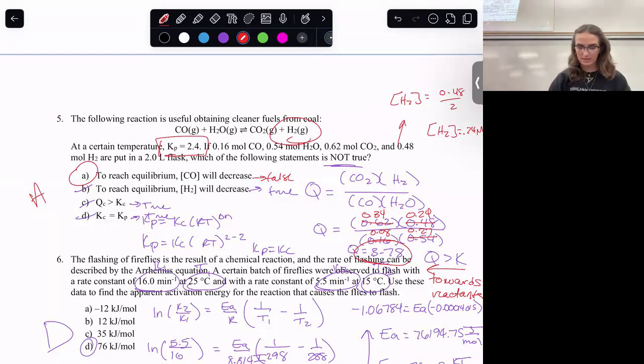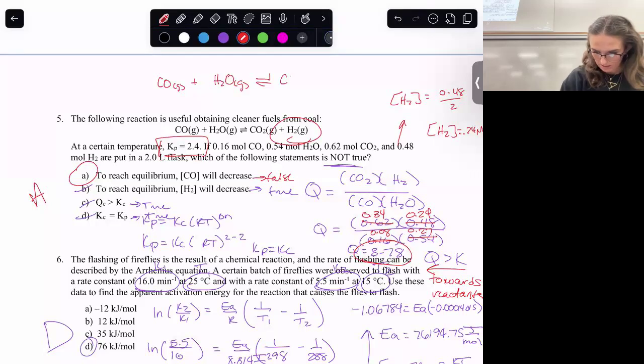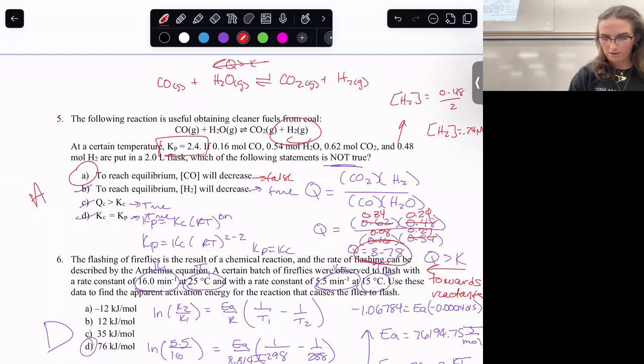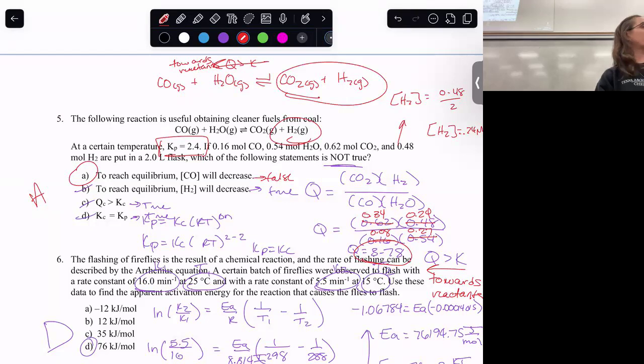So we said that Q is greater than K. So if Q is greater than K, we have to go towards reactants. Right now we have too many products. So in order to produce more reactants, we have to use up some of our products and make more reactants out of them.